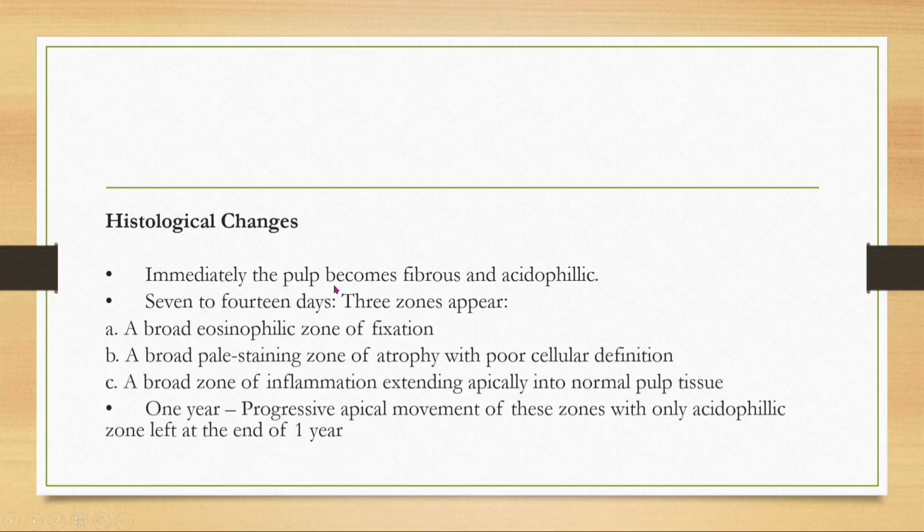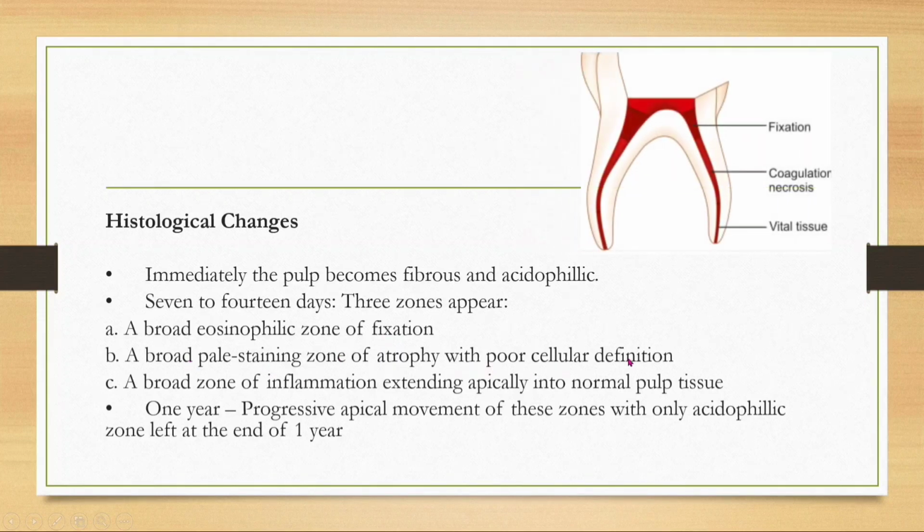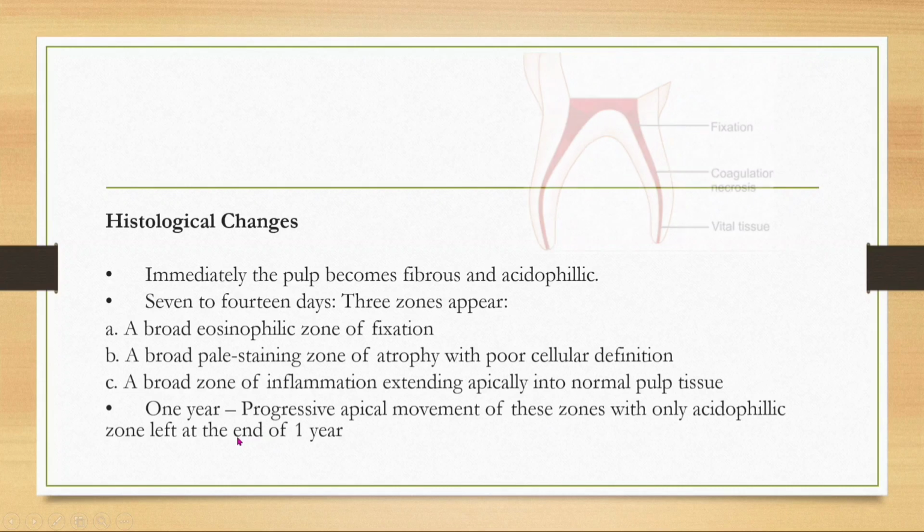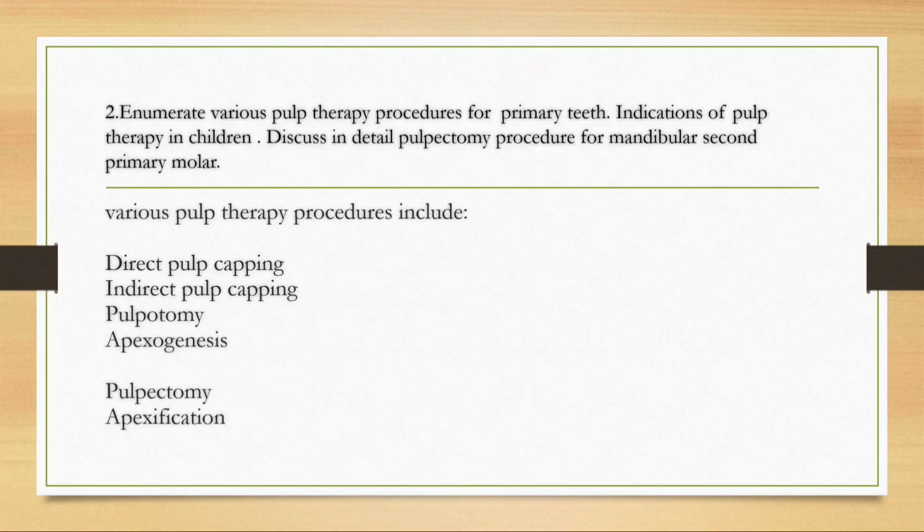Immediately the pulp becomes fibrous and acidophilic, and after 7 to 14 days there will be 3 zones. The first one is the zone of fixation, then a zone of atrophy which has poor cellular definition, then a zone of inflammation extending apically into the normal pulp tissue. After 1 year, there will be progressive apical movement of these zones, with only the acidophilic zone left at the end of 1 year. Okay, so these are the histological changes happening.